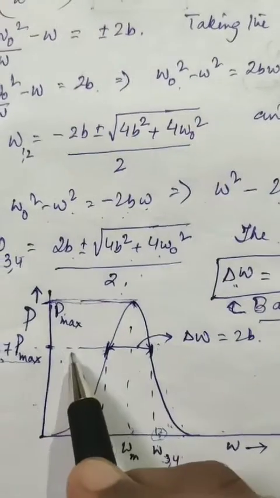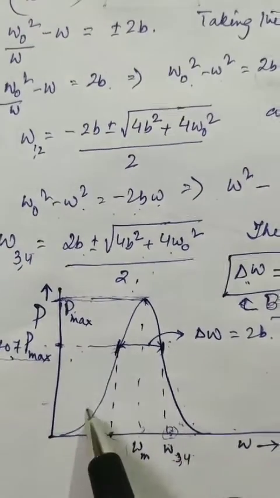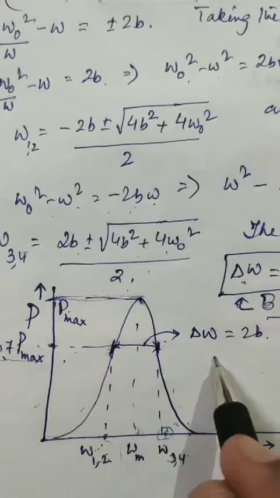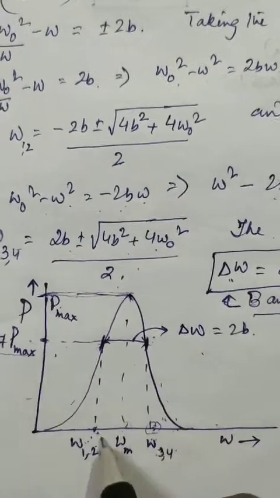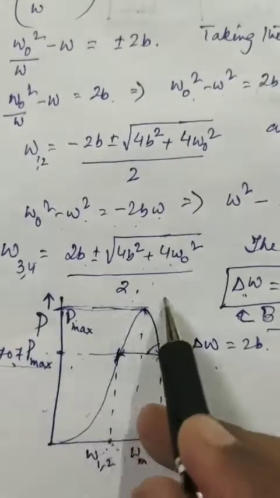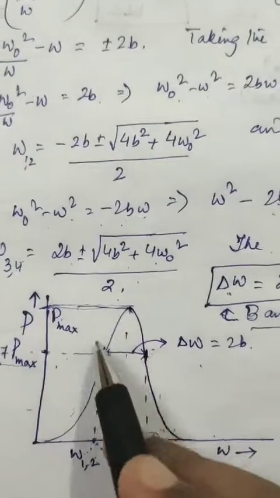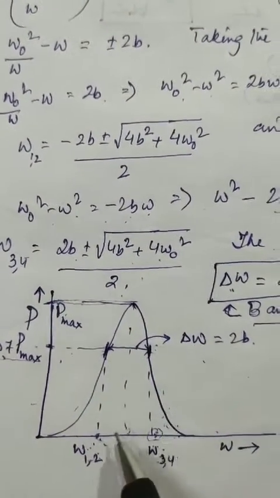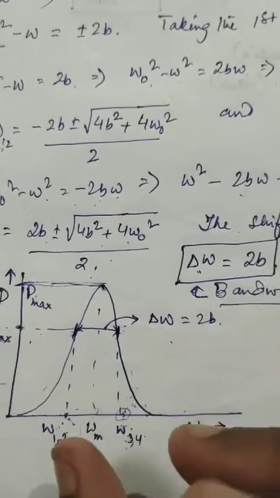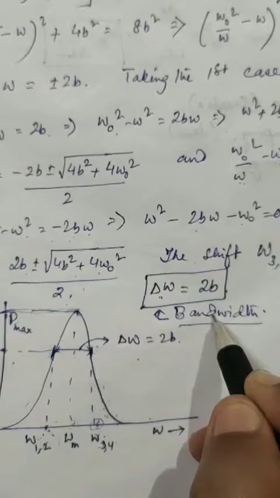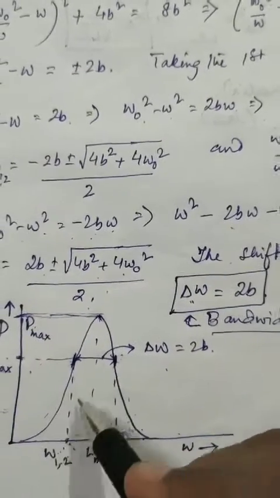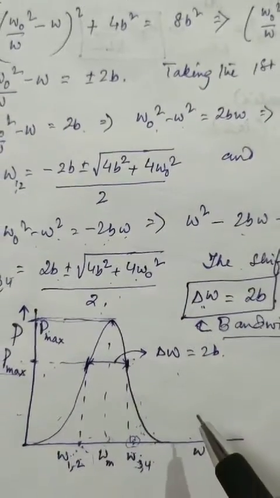So if you want to deliver maximum power to the system, you need to operate between these two frequencies. Because if you go below this, the power is going to reduce considerably. And if you go above this, the power is again going to reduce considerably. In between these two frequencies, the power of the system is maximum. And the difference between these two frequencies is called the bandwidth of the system.